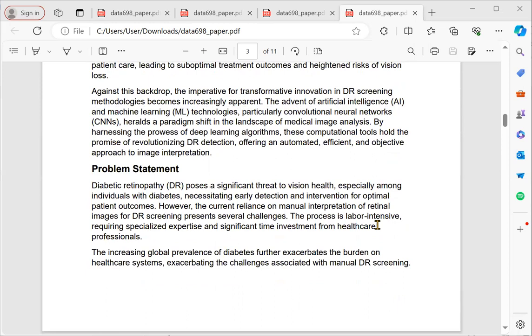Coming to our problem statement, diabetic retinopathy poses a significant threat to vision health, especially among individuals with diabetes, necessitating early detection and intervention for optimal patient outcomes. But unfortunately, the current reliance on manual interpretation of retinal images for DR screening presents several challenges. The process is labor intensive, requiring specialized expertise and significant time investment from healthcare professionals.